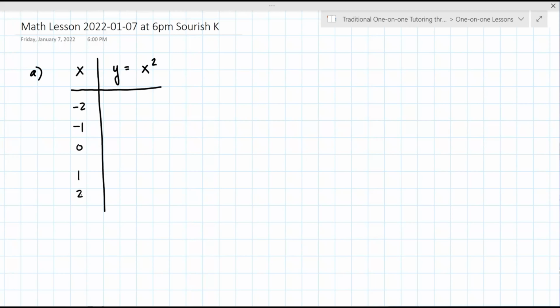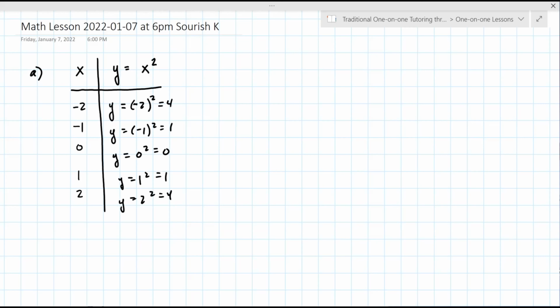Yes. Okay, and then everything I'm writing you're going to want to show. -2 squared is 4. We actually did all of this yesterday. 0 squared is 0. Y equals 1 squared is 1. Y equals 2 squared is 4. So you want to get all of this down for part A.